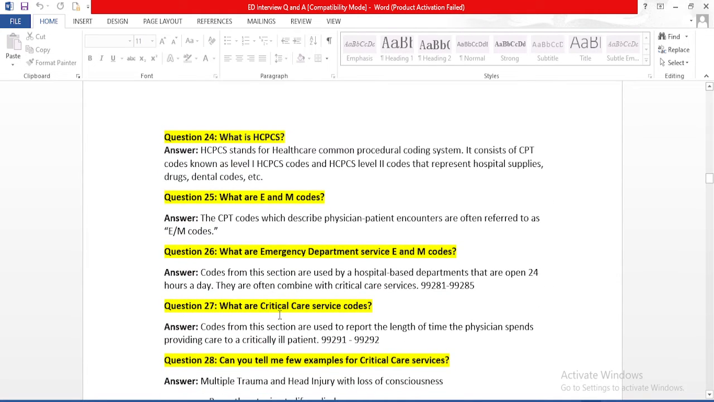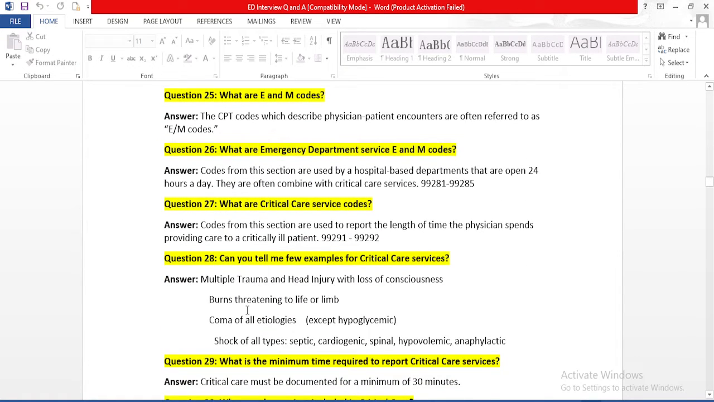Next question, what is HCPCS? Usually we'll call it HICPICS. HCPCS stands for Healthcare Common Procedural Coding System. It consists of CPT codes, known as Level 1 HCPCS codes, and HCPCS Level 2 codes that represent hospital supplies, drugs, dental codes, among all. So basically our 5-digit numerical CPT codes come under Level 1 HCPCS codes, while supplies, drugs and dental codes come under HCPCS Level 2 codes.